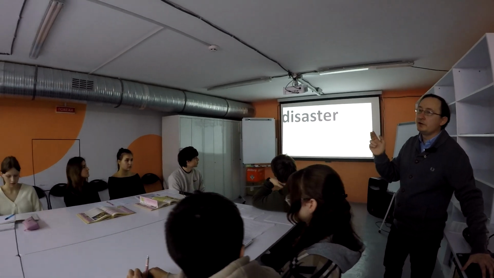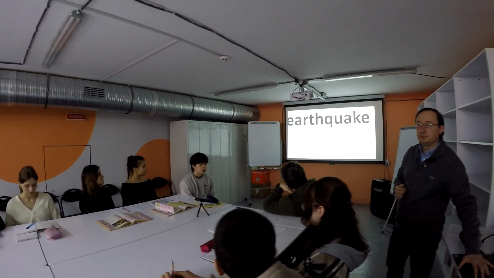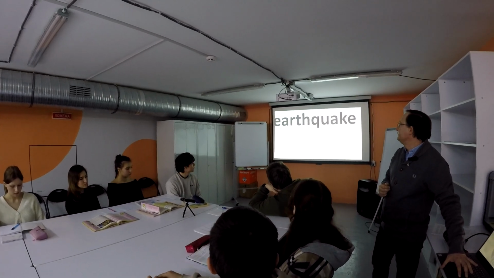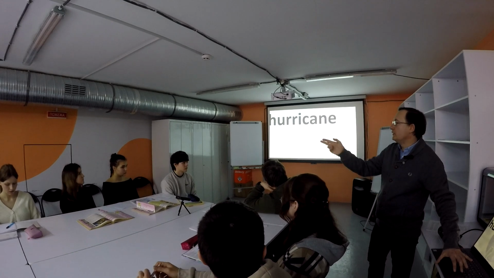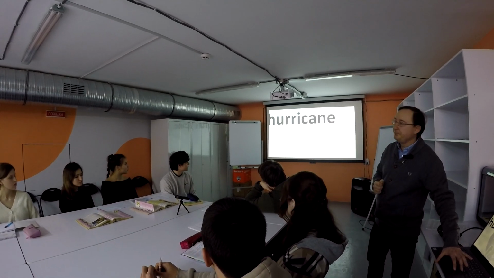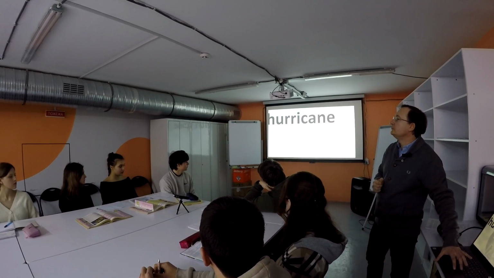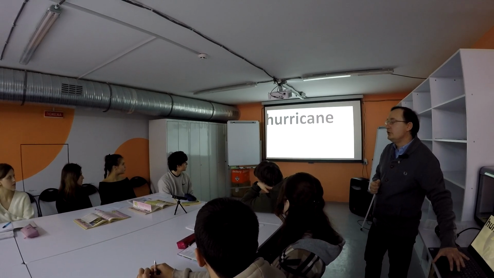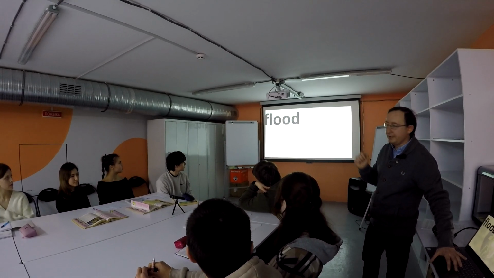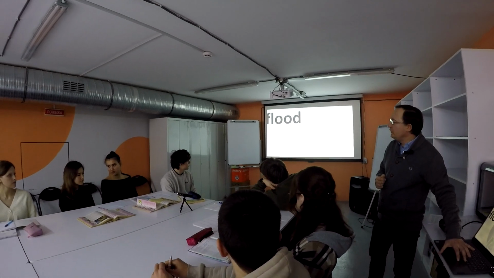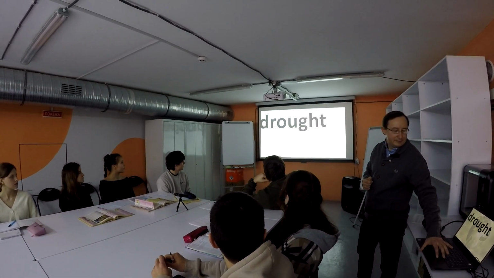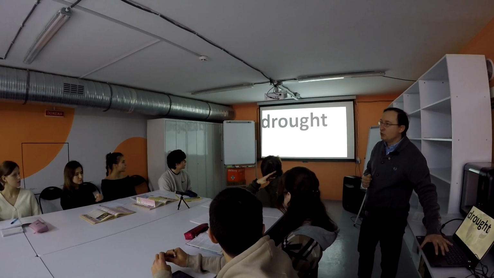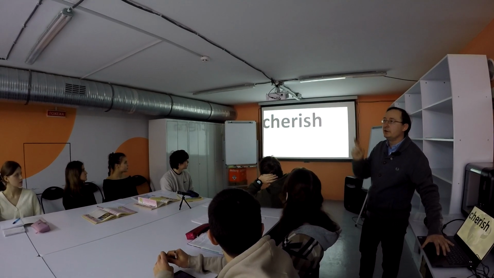Стихійне лихо, або катастрофа. Sasha. Earthquake, right. What is it? Землетрус. Continue, Nastya. Hurricane. What is it? Ураган, right. Artem. Flood. Really? Flood, yes. Повінь. Alyosha. Drought. Посуха. In Ukrainian, speak Ukrainian. Vika.